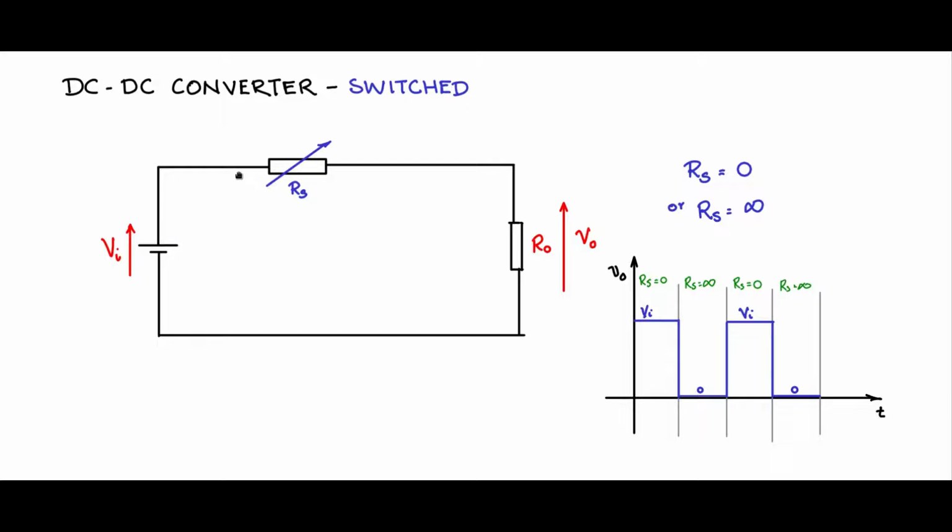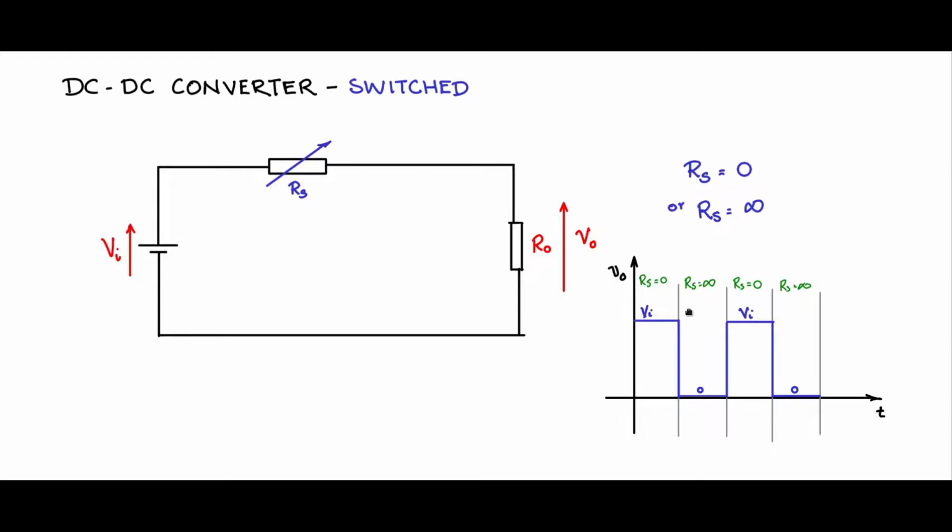When RS is infinite, the current through RS is 0, and therefore there is no dissipation across RS. In both these conditions, the power dissipation across RS is 0. There is no power dissipation, so the entire power goes only to the load. The only drawback is that the output voltage is pulsating and not regulated DC. So one thing that we have achieved by doing this is to remove the power dissipation and improve the efficiency.